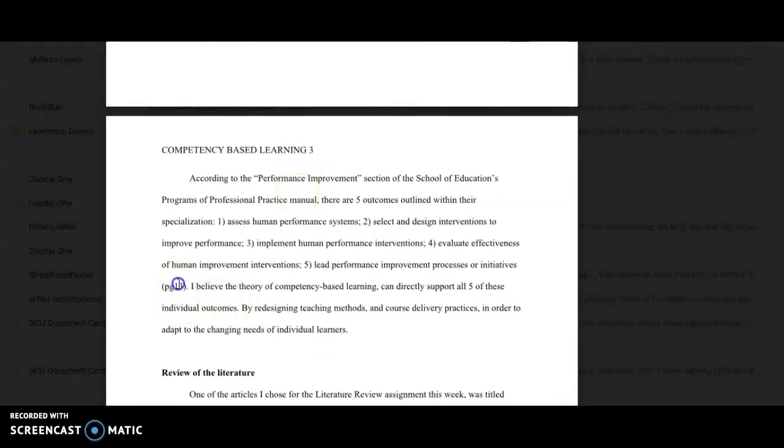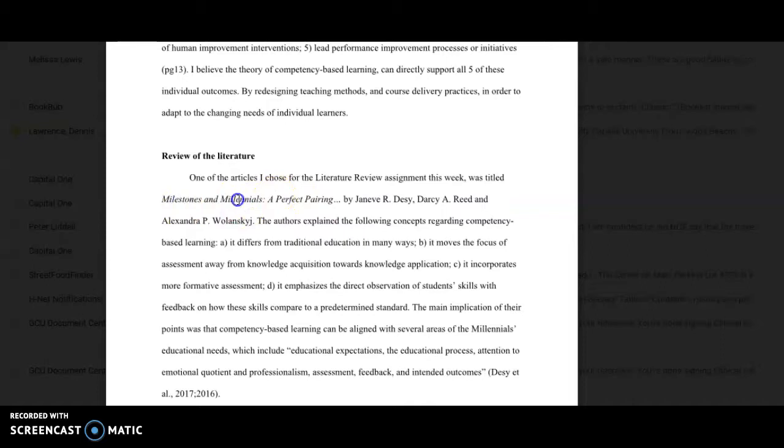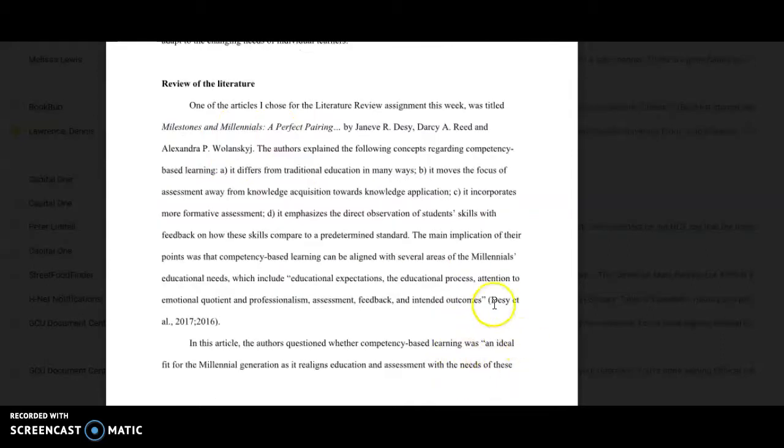So you have page 13 here, according to the Performance Improvement section of the School Education's manual, there are, and again, the in-text citation is what you want to do rather than this. You use the author's name. This is a really good example of it right here. So there you go.